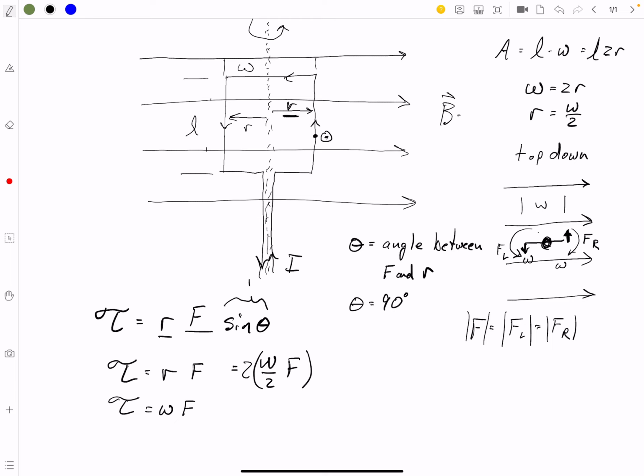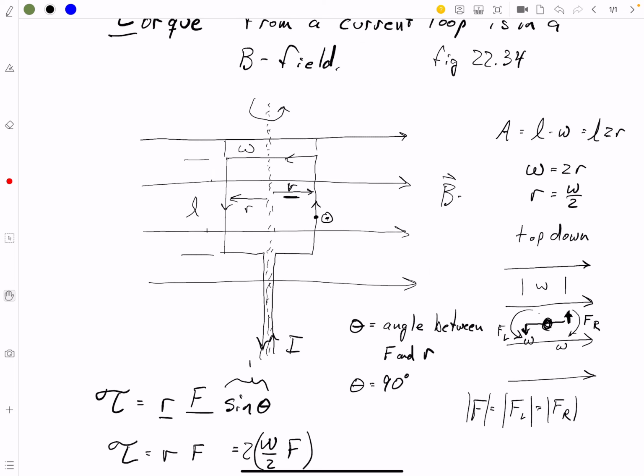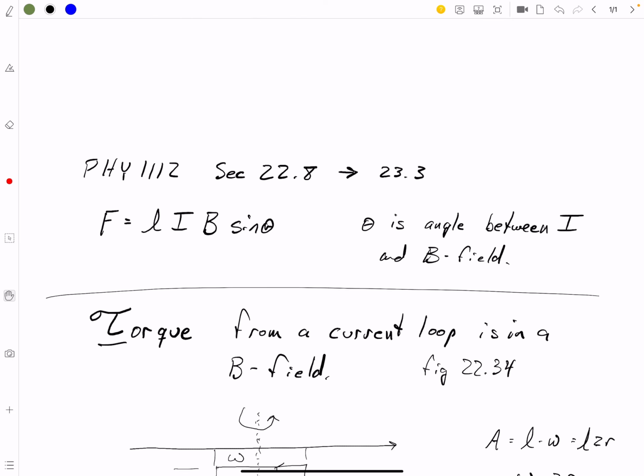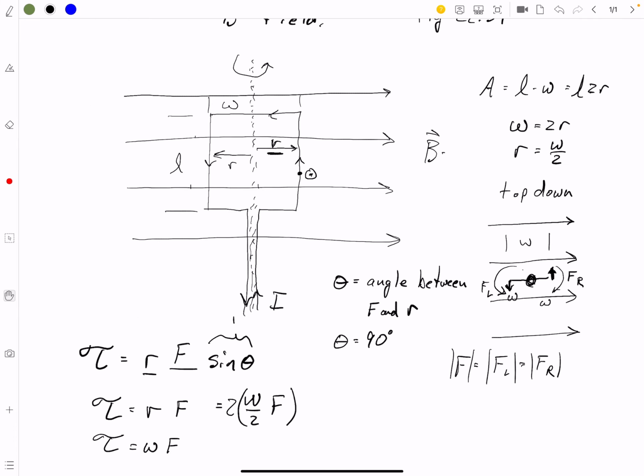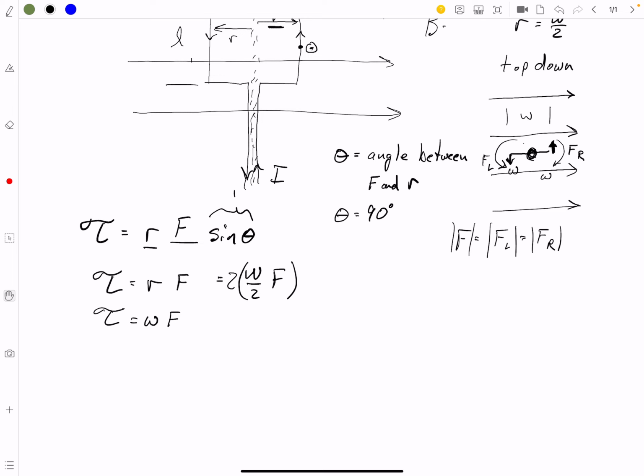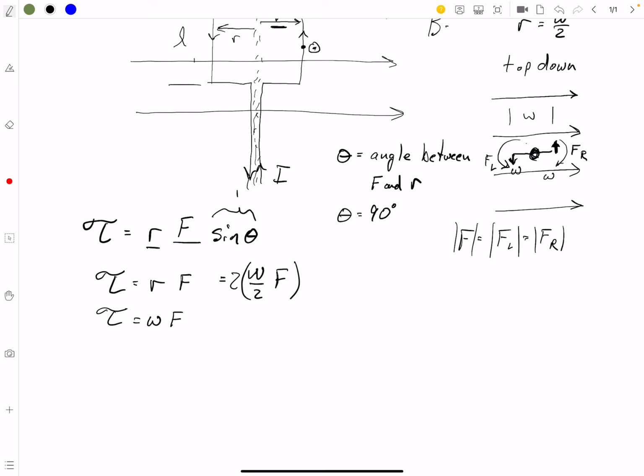Now, what is the force? Well, what did we say earlier? Our force is equal to this and the sine theta, but we've already said that the sine theta is equal to 1. So ILB is our force. So here we go. Our torque is now equal to our width times I times L times B.